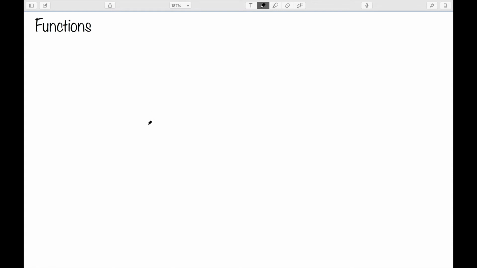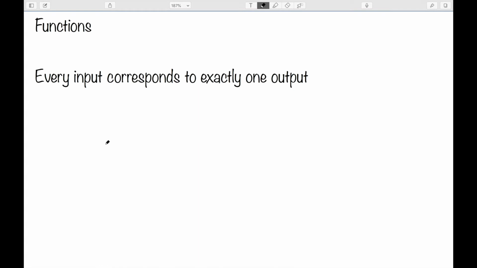In this video, I want to talk about functions and different ways we can represent functions and how to tell something is a function. The main thing that defines a function is that every input corresponds to exactly one output. So the idea of a function is we're going to be inputting things, applying some rule, and getting an output. But every single input needs to have exactly one output. So let's look at different ways to represent this and how to tell something is either a function or not a function depending on the representation.